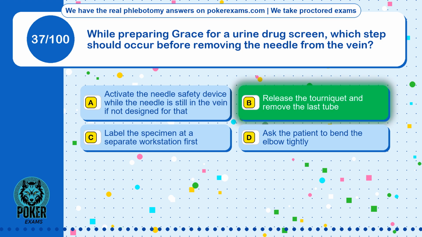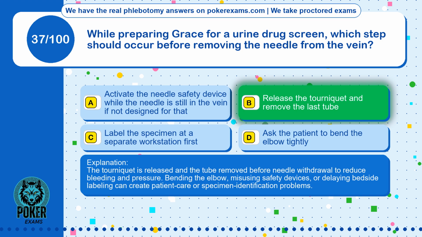The correct answer is option B. Release the tourniquet and remove the last tube. The tourniquet is released and the tube removed before needle withdrawal to reduce bleeding and pressure. Bending the elbow, misusing safety devices, or delaying bedside labeling can create patient care or specimen identification problems.